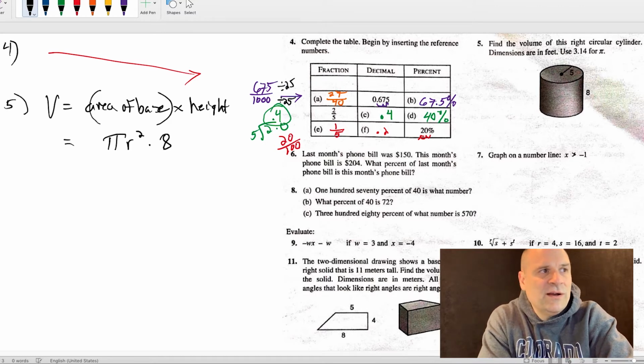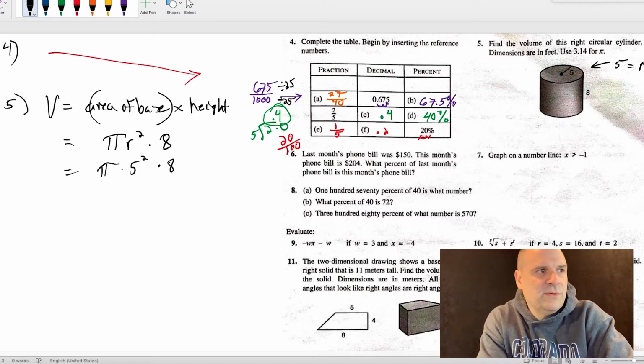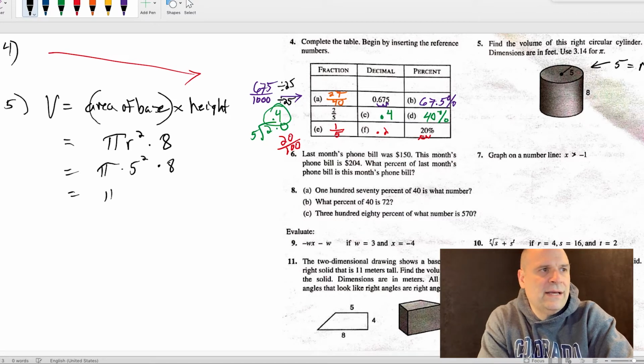All right, let's figure out what our r is. Let's see, can you guys read that? That's a 5. All right, so pi times 5 squared times 8. Do the exponents first. So pi times 25 times 8. And it says to use 3.14 for pi. Well, 25 times 8 is just 200.